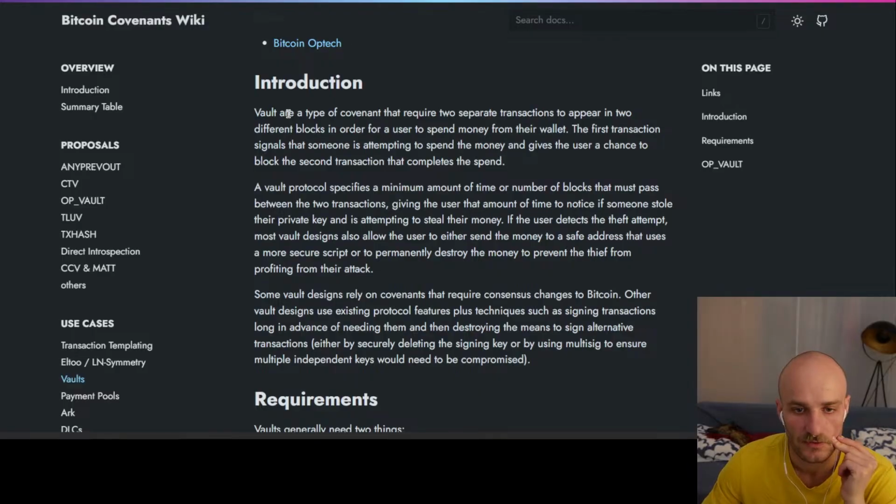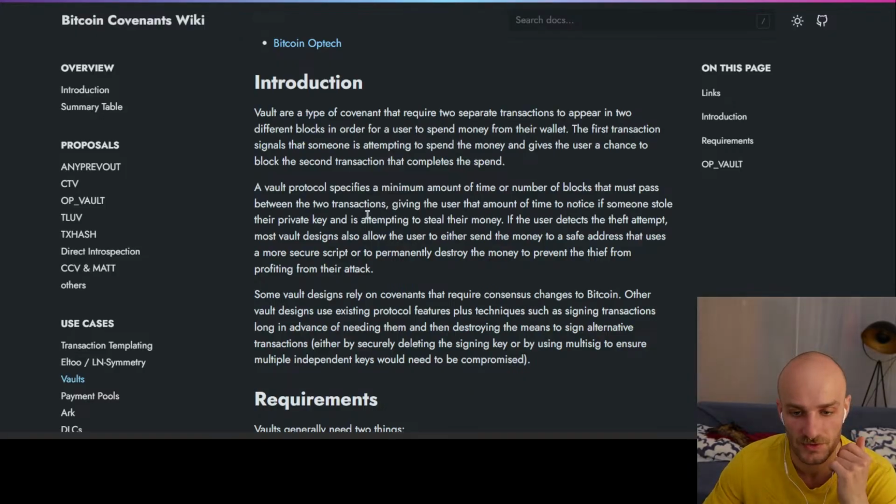Now, vaults are a type of covenant that require two separate transactions to appear in two different blocks in order for a user to spend money from their wallet. The first transaction signals that someone is attempting to spend the money and gives the user a chance to block the second transaction that completes the spend.